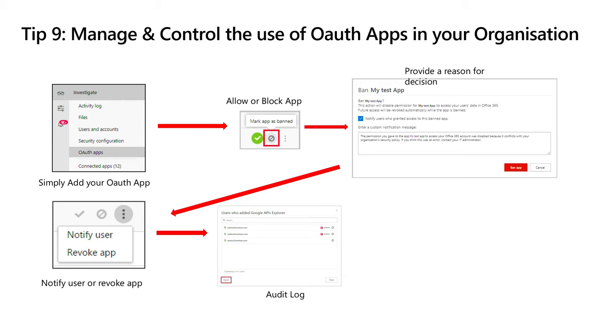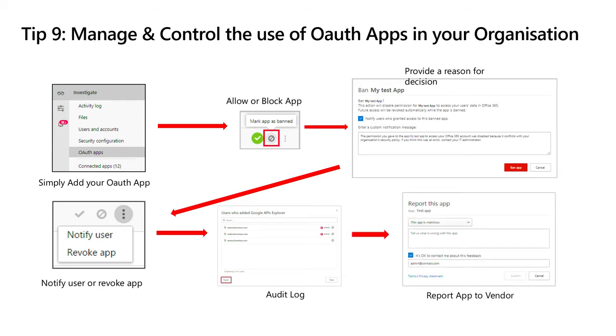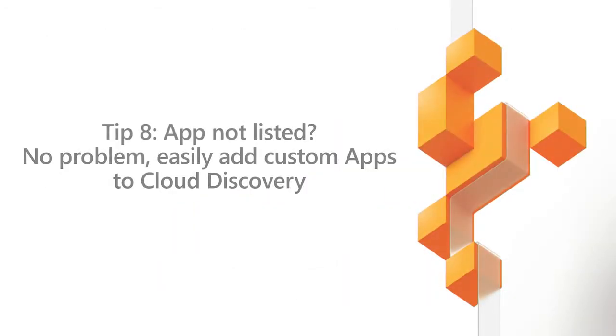There is, of course, an audit log, and what you can also do is actually contact the vendor of the app as well. And you can then inform them, look, your application is just requesting too many permissions. Okay, so definitely my number 9, controlling OAuth apps with MCAS within the organization. Okay, so what's my number 7?